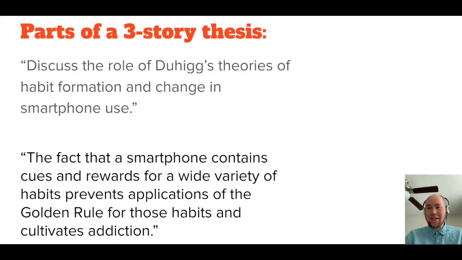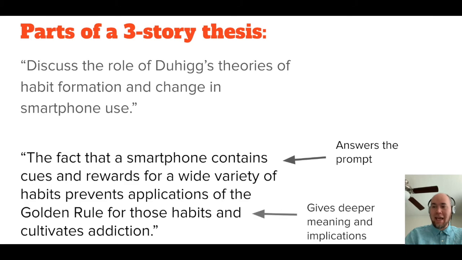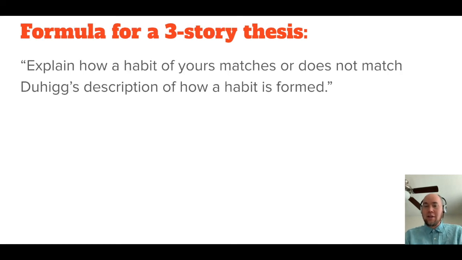Okay, so I'm going to break this down a little bit. I mean, I guess I already did this, but just to be clear, it answers the prompt and it gives a deeper meaning or implication. That's what we look for when we're talking about a 3-story thesis. So there's a formula that you can use that would make this a little bit easier if you're not sure if your thesis is a 2-story thesis or a 3-story thesis yet. Okay, I'm changing the prompt here because I don't want to just repeat my same example, but let's say the prompt here is explain how a habit of yours matches or does not match Duhigg's description of how a habit is formed. That's a very common prompt for a first essay when you're using Duhigg as your class text.